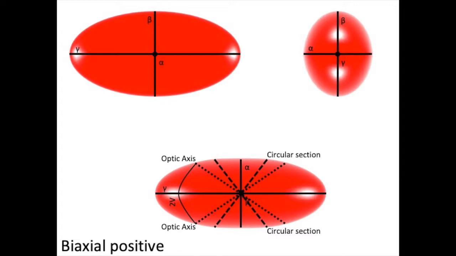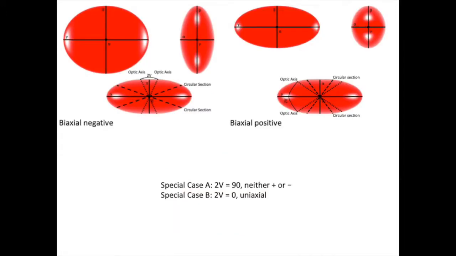I should mention a couple special cases too for our biaxial indicatrix. One is if the 2V angle is 90 degrees. And what this means is that the indicatrix is neither positive nor negative. And this state occurs when beta is halfway in between gamma and alpha. The other is when our 2V angle is 0 degrees. And what this means is the material is actually uniaxial. So if you really wanted to, you could just think of uniaxial things as a special subset of biaxial materials. Sort of like how all squares are rectangles, but not all rectangles are squares.